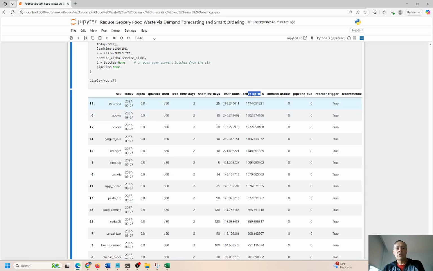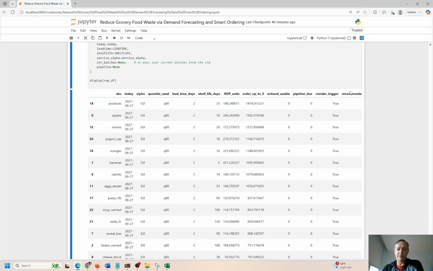So if we get to 198 units, we have to order potatoes, right? Because it's going to take 2 days to deliver the potatoes, and we want to make sure we have enough potatoes on the shelf so we can continue selling potatoes. If we sell out and the shelf is barren for potatoes, that's not a good look for the store, right? So we want to stay on top of this stuff. This is a reorder point. When we get to 198, we submit the order, and we'll order 1,474 items, okay?